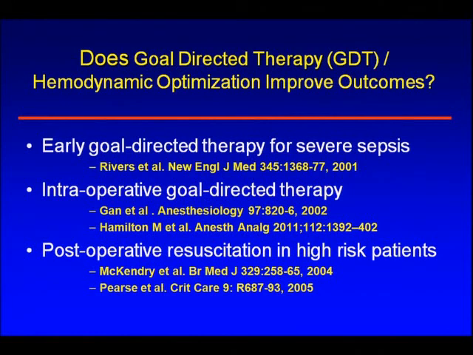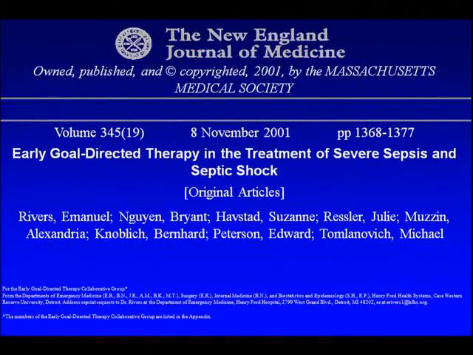Now, when you examine the literature on goal-directed therapy, you can break it down into three different populations. Those studies that were done in intensive care, critically ill patient populations. Those studies that were done in the perioperative setting, in particular intraoperative optimization of fluid and hemodynamics. And another category is those patients who, after their surgery, you optimize in a post-operative environment. So let's take a look at some of these studies in these three different areas.